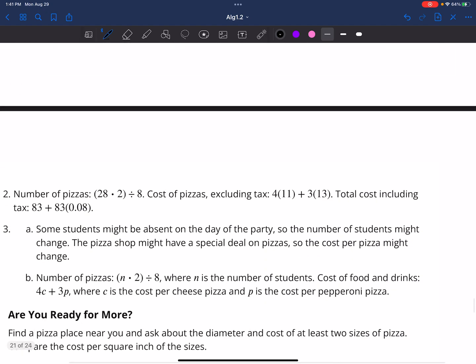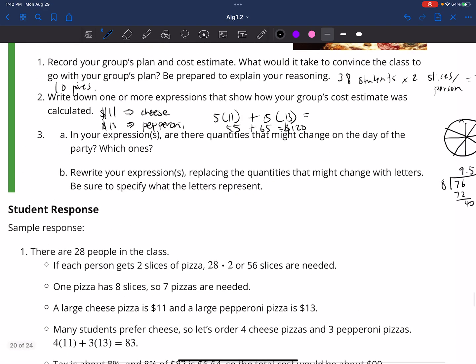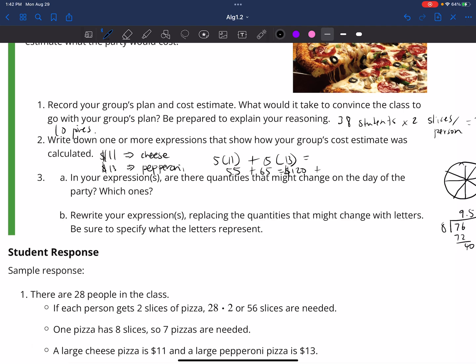So let's see what their answer was. Now, they do put in tax. So I'm going to do 10% for tax, just to keep it easier. So that's going to be 120 plus 120 times 0.10 for the tax. That's $120 plus 10% of 120, which is just $12, and that's going to equal $132 total, including tax.